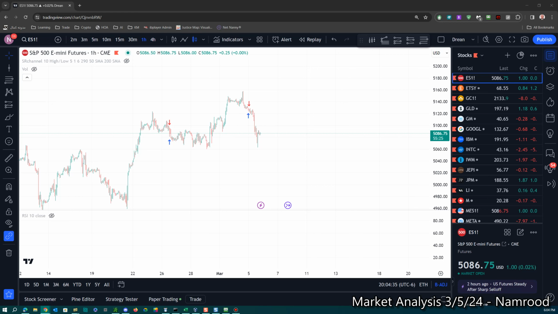Let me share my screen first. Can you see my screen? I think so. So this is actually the S&P 500 E-mini futures. It's very similar to SPY, different scale. We just need to divide by 10 to get an approximate figure of SPY value correspondence.